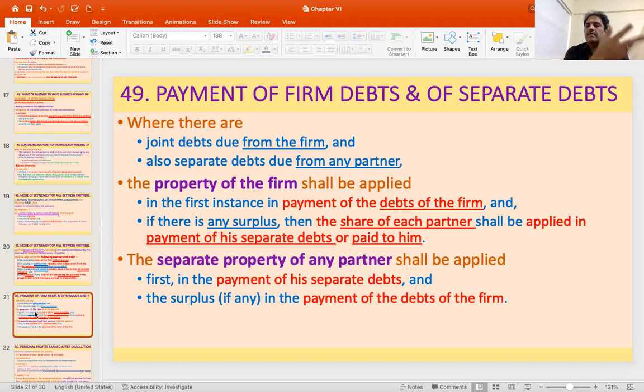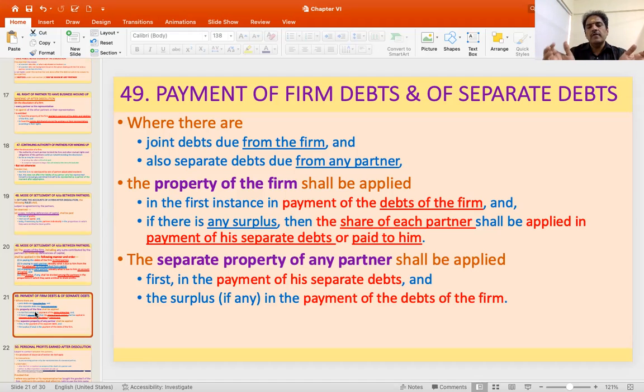So whatever realizable value is there, it will be first used for payment of debts of the firm. Then subsequently, if there is any surplus, it will be used for payment of the share of the partner. And this share of the partner will be applied to clear the separate debts. And if after clearing the separate debts from the share there is any residue, that money will be paid to the partner.